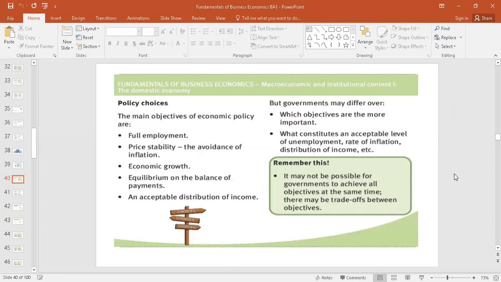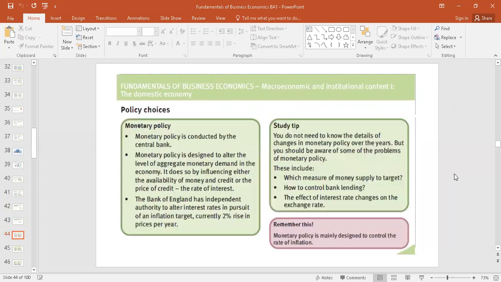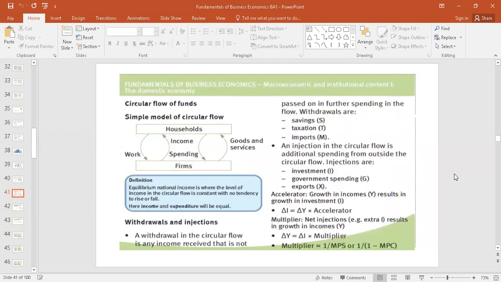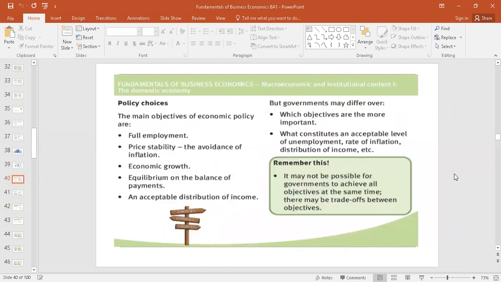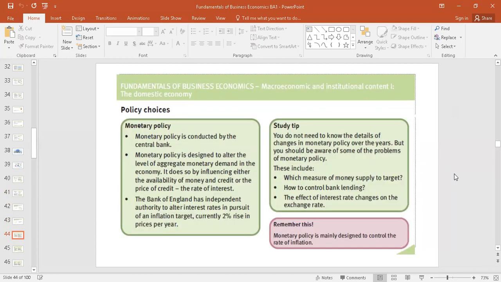But governments may differ over which objectives are more important, and all of them may not be addressed at the same time. So one by one, we will be looking into each of the policies that are taken up by the government.